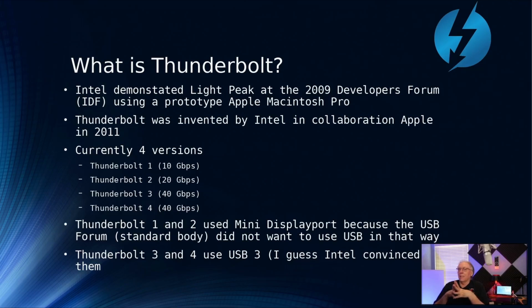Before we actually get into this and do this work, let me go back and explain what Thunderbolt is. Intel demonstrated something called LightPeak back in 2009 at the Intel Developers Forum, or the IDF. They showed it running on a prototype Apple Macintosh Pro. That was the old cheese grater. And I think that was the first implementation of the Intel chipset on the Mac Pro, because prior to that, they were all PowerPC. So obviously that wouldn't have been much of a demonstration for Intel.